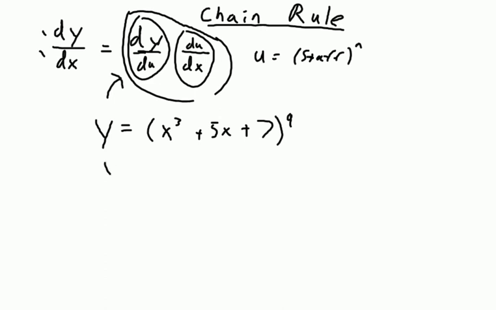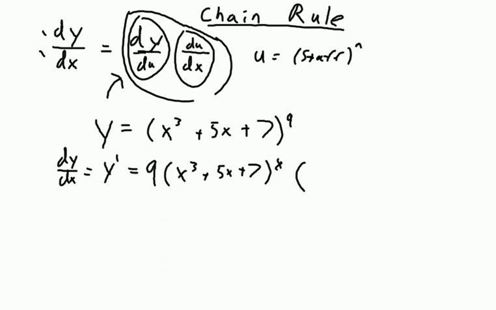So, y prime here, or dy dx, whichever one you want to call it, is equal to the derivative of the outside, 9 times x cubed plus 5x plus 7 to the 8th, times the derivative of the inside. Absolutely no different. That 3x squared plus 5. So there you have it.